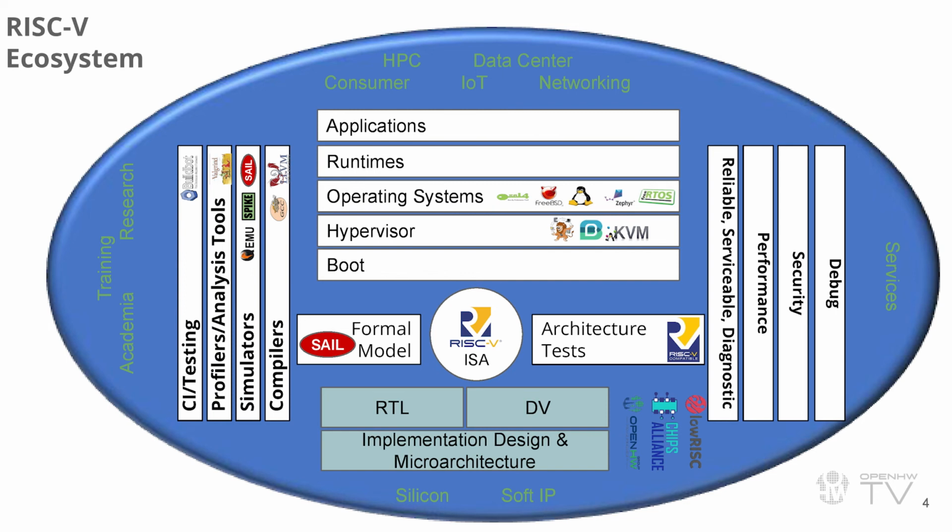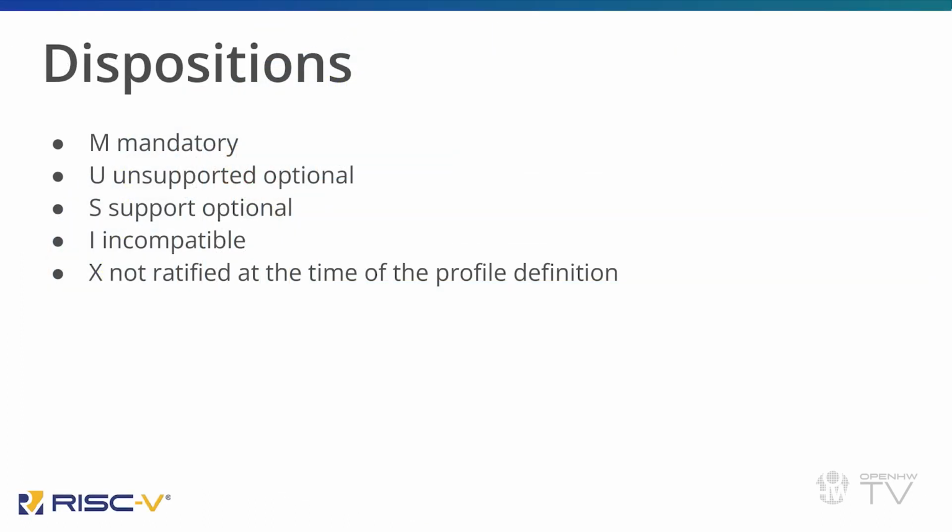Everything has to be secure, performant. And the stuff underneath are things that are machine dependent, implementation dependent. And we don't do those inside of RISC-V. We rely on partners like Open Hardware to do those things, or proprietary implementations. There are a bunch of dispositions for instructions. So there's M for mandatory, U for unsupported optional, S for supported optional, I for incompatible, X for not ratified. And there's one that's not on here called N, which is basically that it's not applicable.